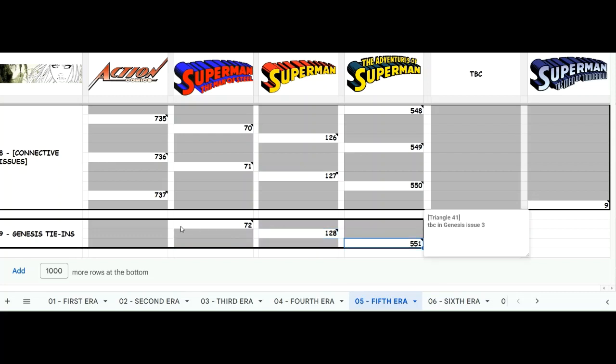But frankly, do not read them by themselves. If you're going to read these 3 issues, you need to read the Genesis event. But worry not, that is what we're going to be looking at next time.